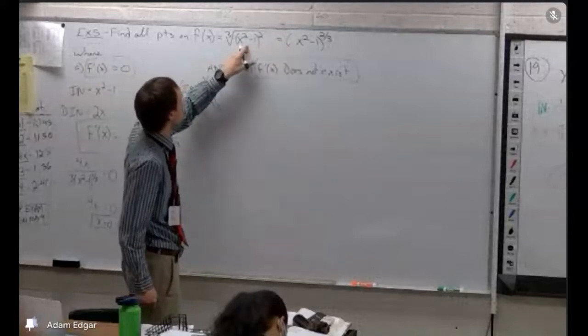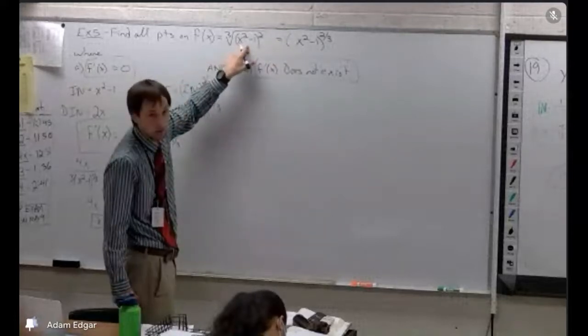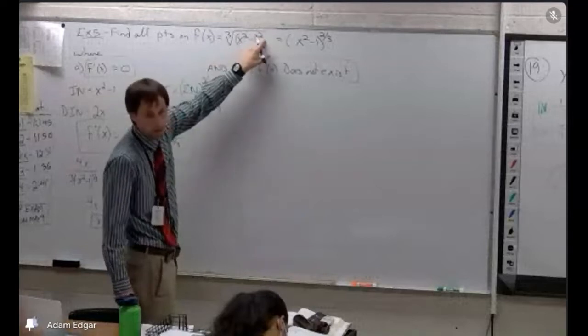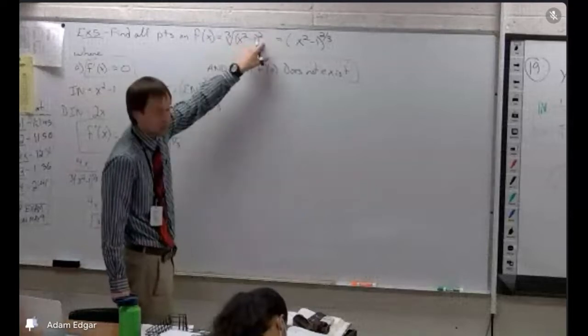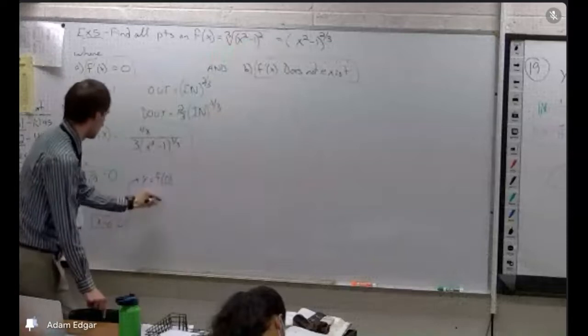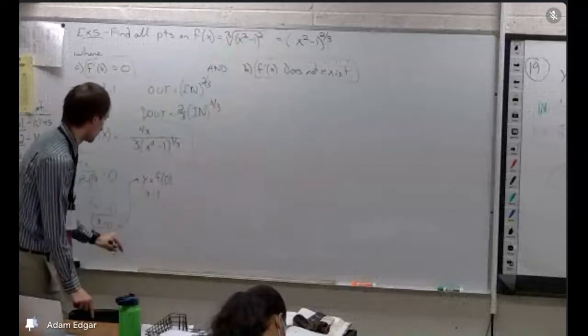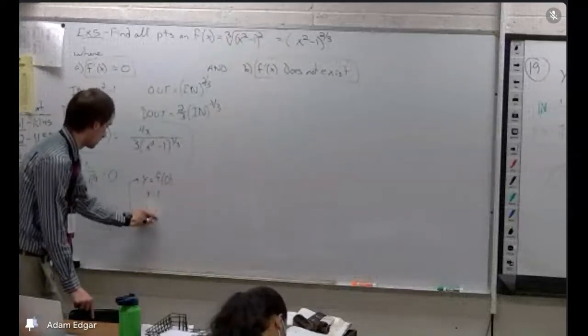Now let's do it over here. What's 0 squared minus 1? Negative 1 squared is? Cube root of 1 is? So y equals 1. So the point is 0 comma 1.